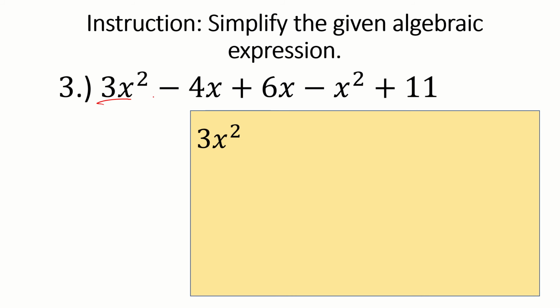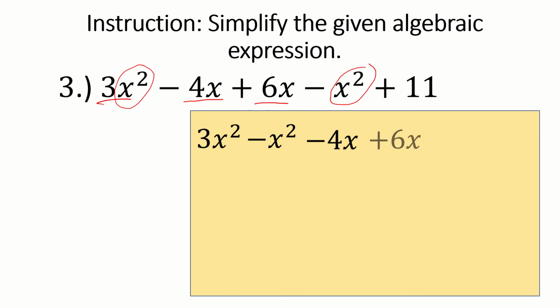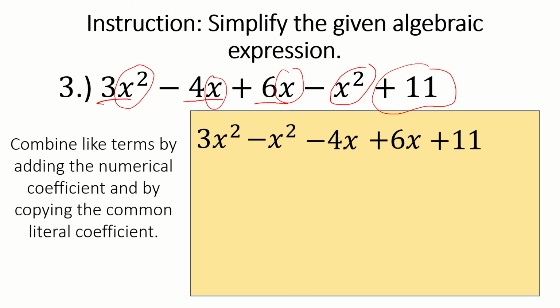And 3x squared has a literal coefficient x squared, as well as this one, minus x squared. Then next, you have negative 4x, or minus 4x. Its like term would be plus 6x because they have the same literal coefficient x. And lastly, the constant term doesn't have a like term, so you just write plus 11.